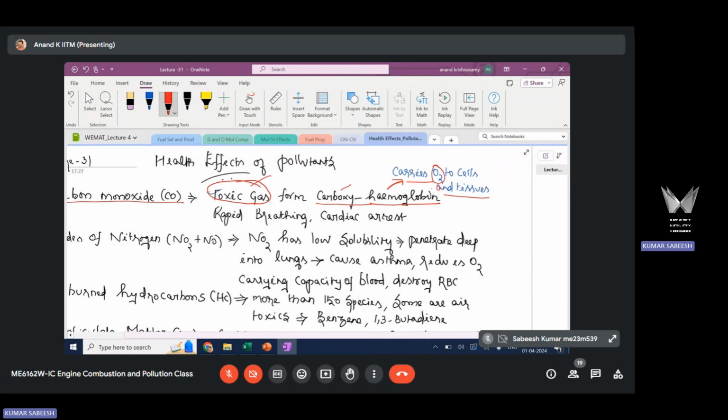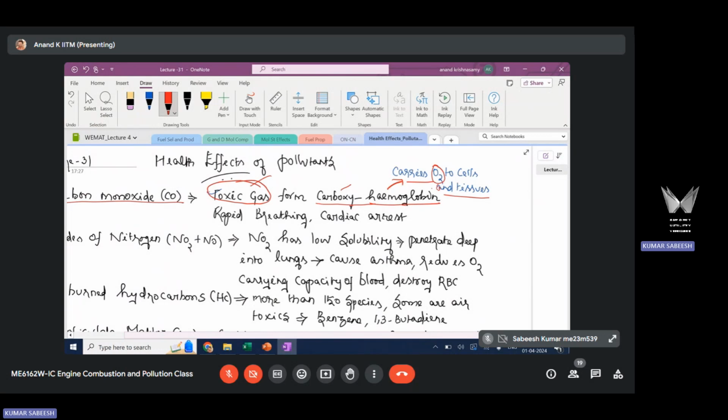So what will happen because of the formation of carboxyhemoglobin? Your cells and tissues will be deprived of oxygen, so it will damage the cells and tissues. They need oxygen for regular, continuous functioning. Once you have CO inhaled through your respiratory system, it reacts with the hemoglobin in the blood and forms carboxyhemoglobin. It reduces the oxygen carrying capacity of the blood, and due to which our body cells and tissues will be deprived of oxygen, and this will eventually damage cells and tissues.